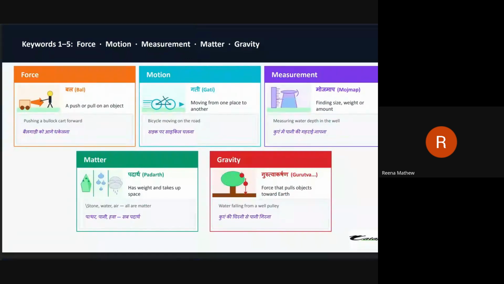Can you make sentences using gravity? Like Einstein discovered gravity. This is one sentence we did yesterday. Yes. Gravity. There is no gravity in space. Okay. We'll move to the next word.